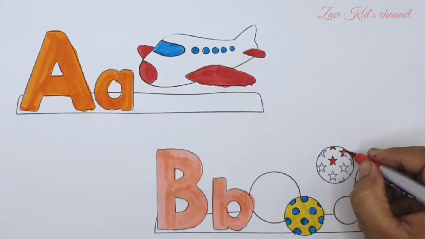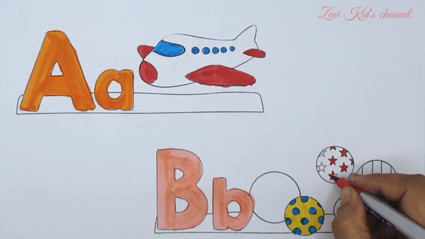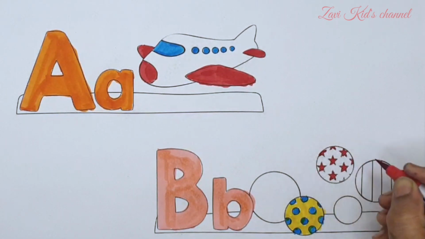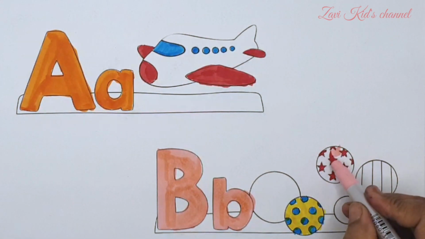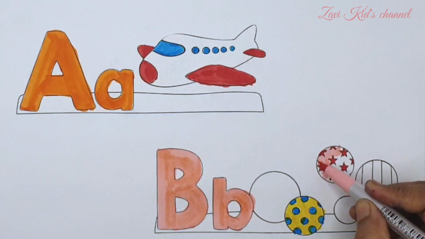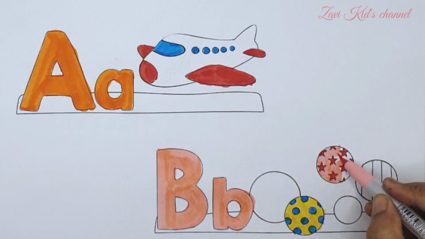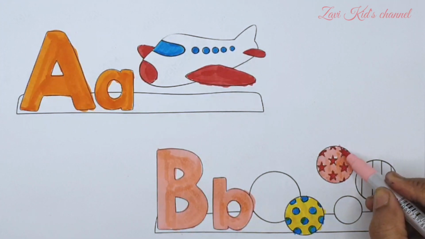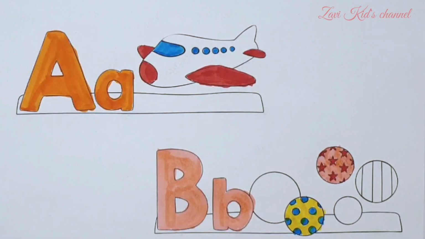Here are some stars. B for ball. Pink color. B for ball. This is red color.